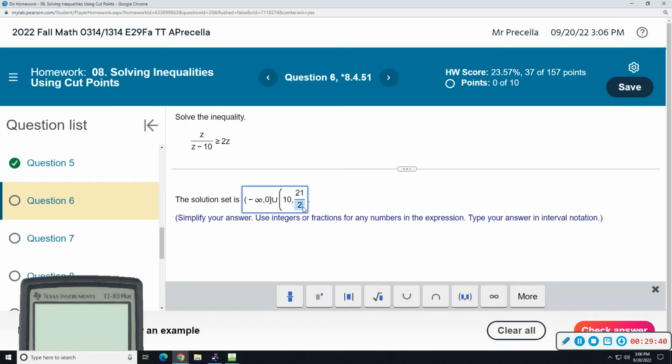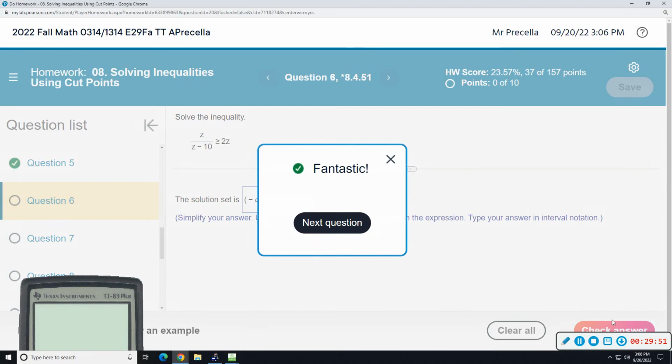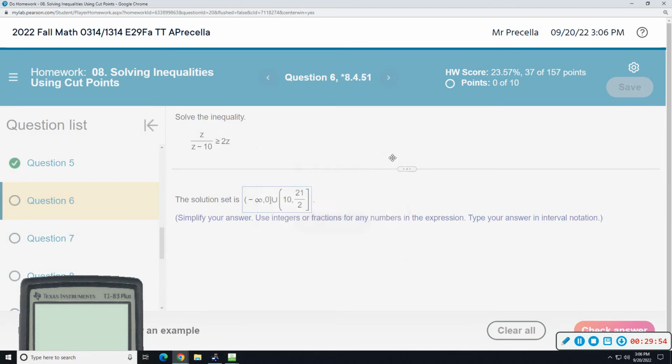What was wrong was I shouldn't have put that bracket there. Once I punch in that 2, I'm going to move the right arrow. Once I'm out of that denominator, I'll put my bracket. And now when I check it, it is right.